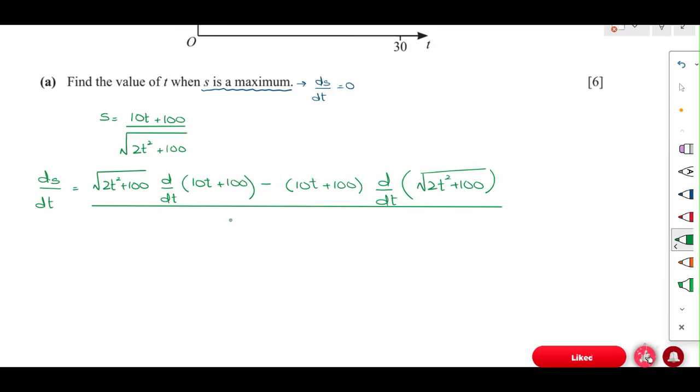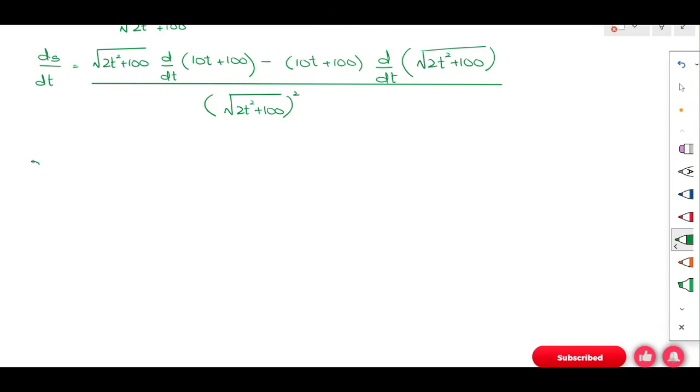Everything divided by the denominator function whole square. Okay. Now let me simplify this further. We have ds over dt. This function is as it is, root of 2t square plus 100. So the derivative of 10t plus 100: the derivative of t is 1, so it's just 10, and 100 is a constant, its derivative is 0. So the derivative is just 10, minus this function as it is.